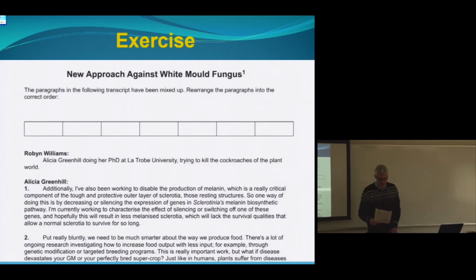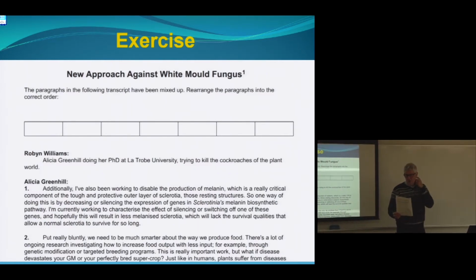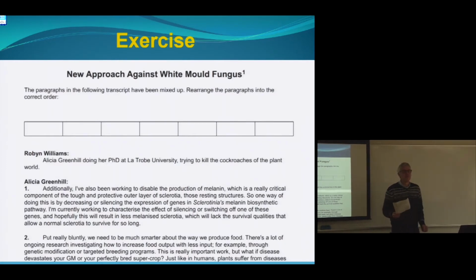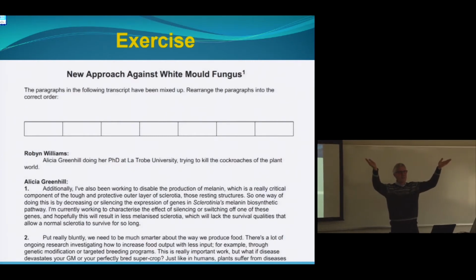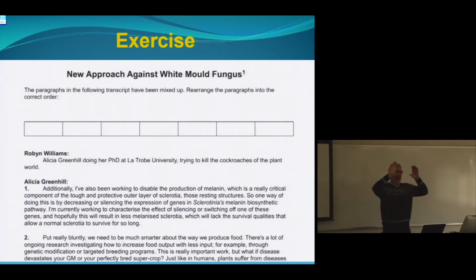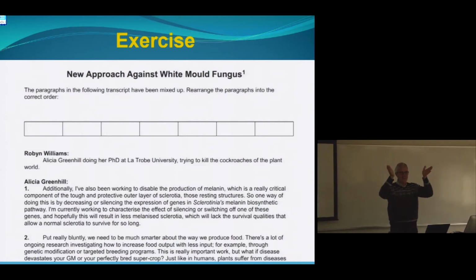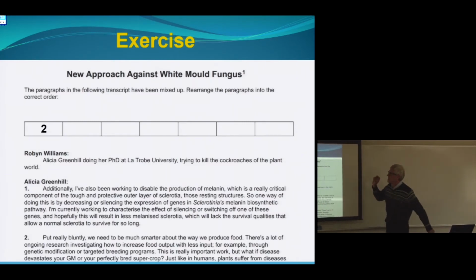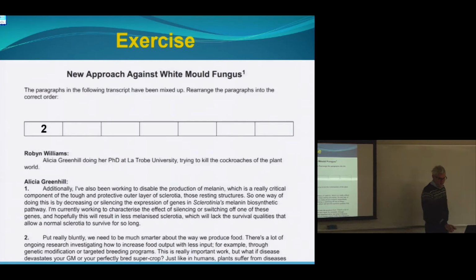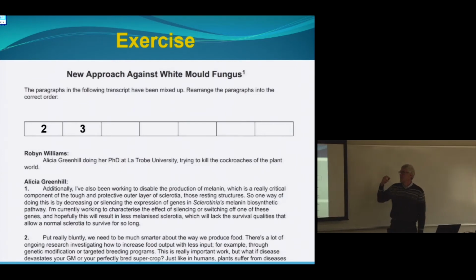So if you look at 2, put really bluntly, we need to be much smarter about the way we produce food. So it's very general. If you remember that hourglass of starting off at the broad context and then starting to come in. So it's starting at a context of food production, and looking at defining the context for the research. So in fact, the first paragraph is 2, and then the second one is 3.